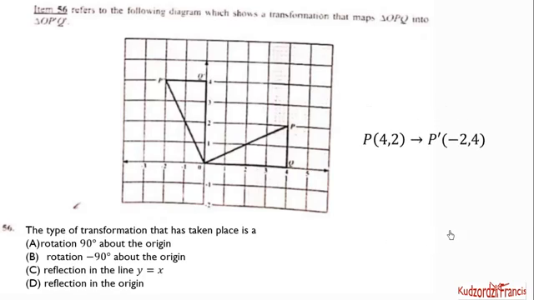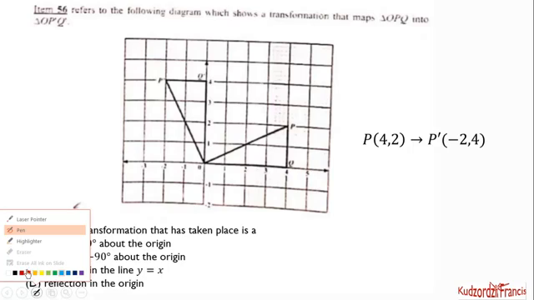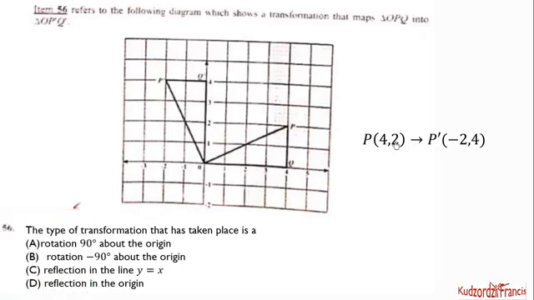Look at point P. Point P maps onto P prime. It was 4, 2. Now the coordinates have swapped, and we negated the y coordinate. Then look at this one too.